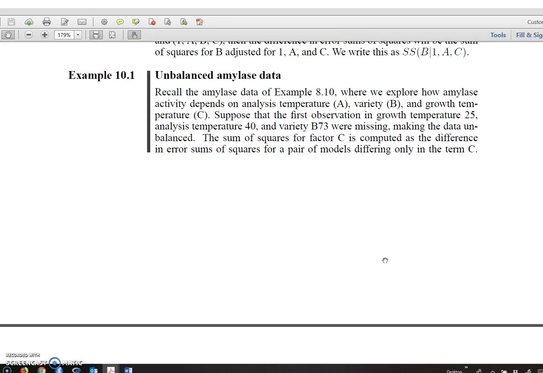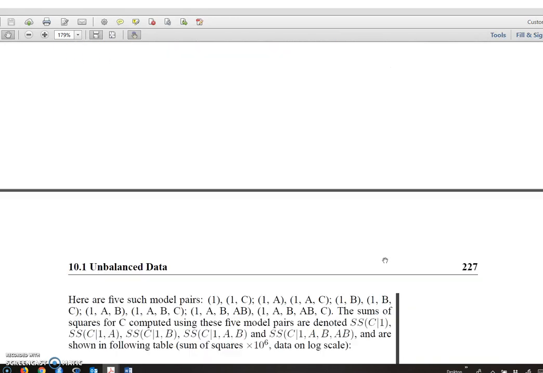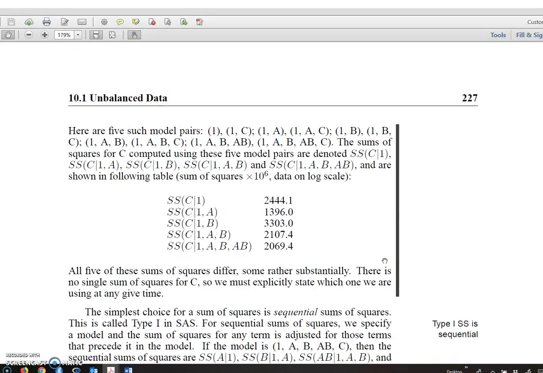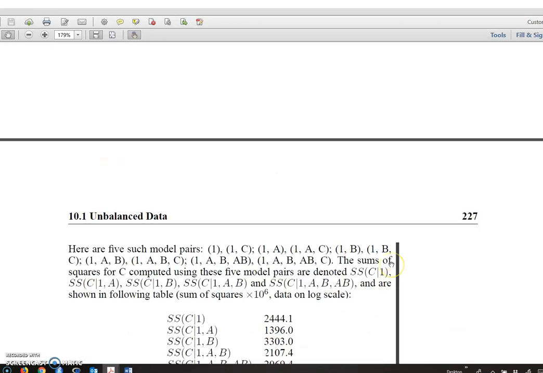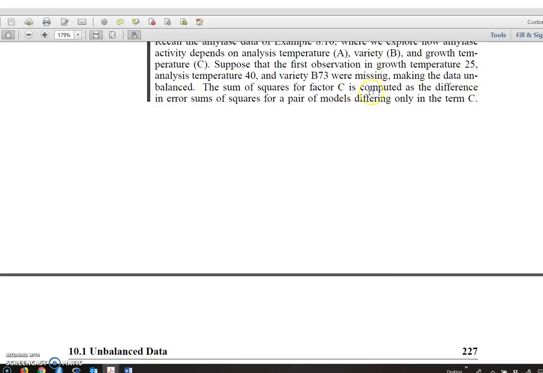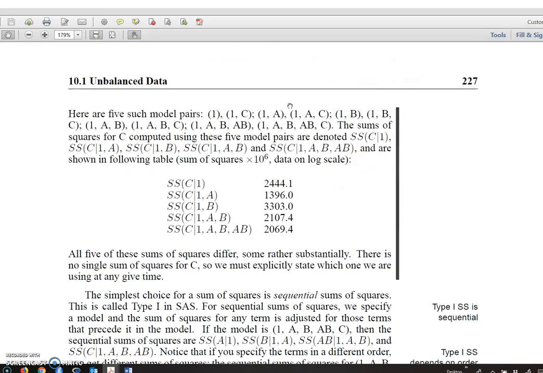So if we separate out just the growth factor in the model, we can look at the sums of squares that are type 1 for factor C. I shouldn't say error. Factor sum of squares for type C. So here are some model pairs that we could consider. The sums of squares for factor C is computed as that difference in the error sum of squares for a pair of models differing only in their term C.